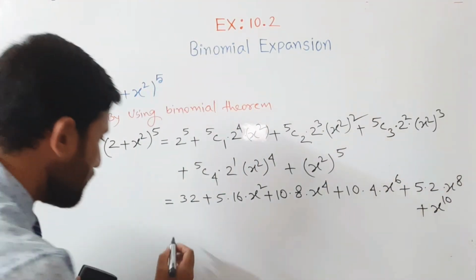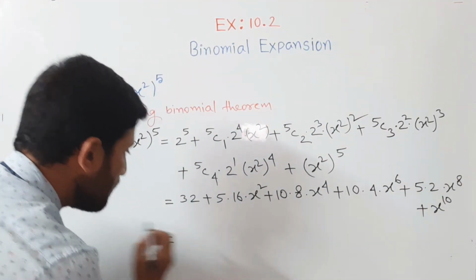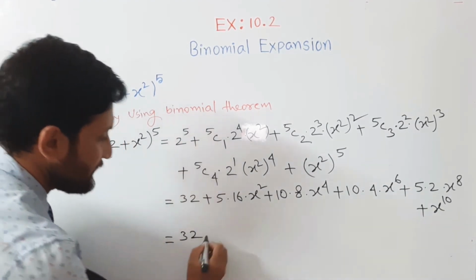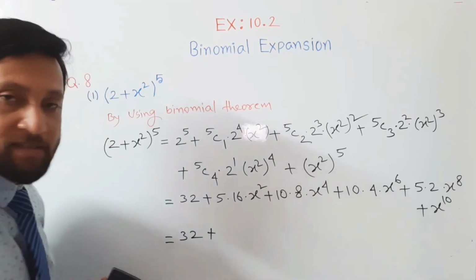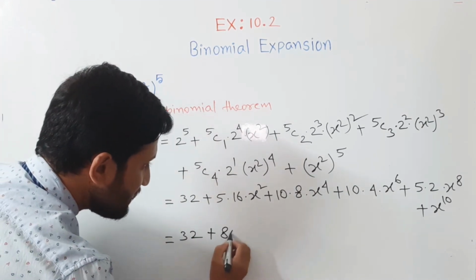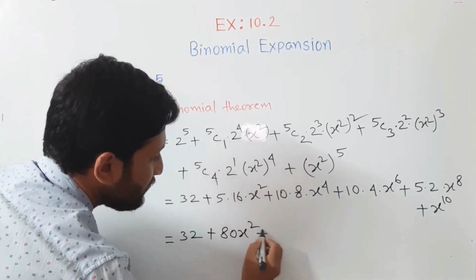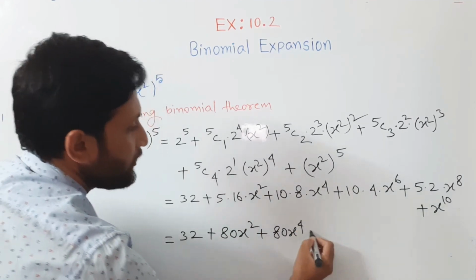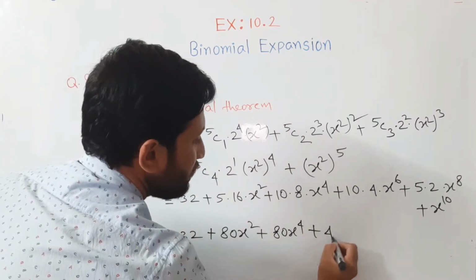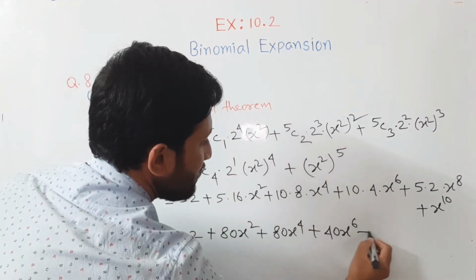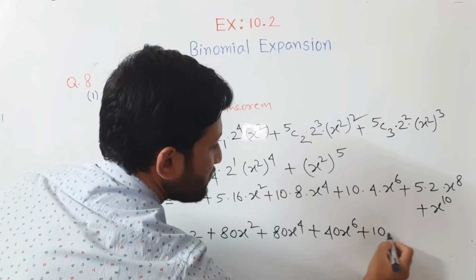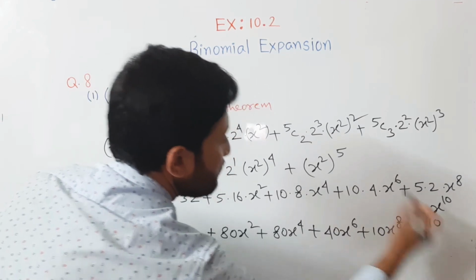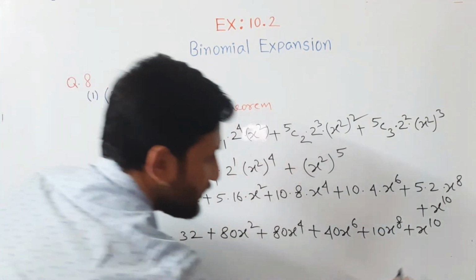Now by simple calculation, the last line is 32, plus 5 into 16, that means 80x^2, plus 10 into 8, that means 80x^4, plus 10 into 4, 40x^6, and then plus 5 into 2, 10x^8, and then the last term is x^10. This is our required solution.